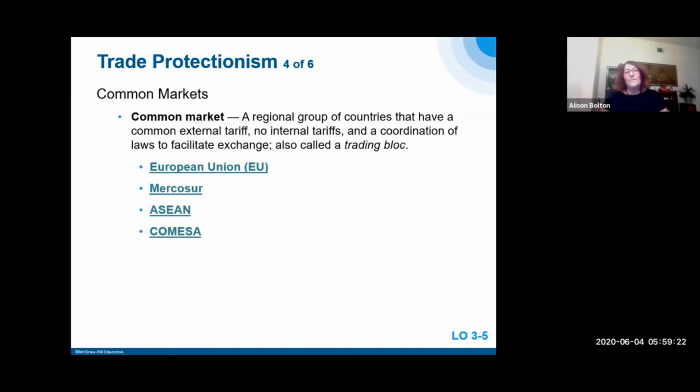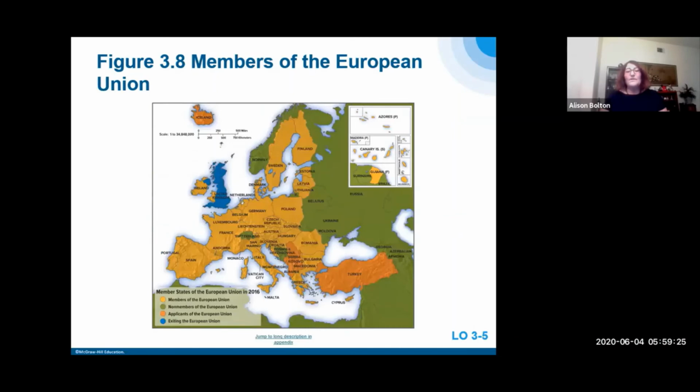I think I have a map. Here it is. So the European Union itself, the EU, and this is actually good. This is current from 2016. And it's broken down here, members of the European Union, non-members, and then applicants, those interested in joining, and those exiting. So it talks about exiting, and that is United Kingdom and part of Ireland.